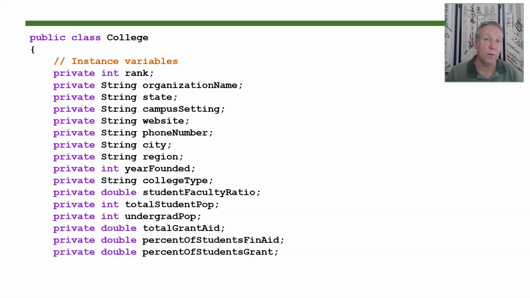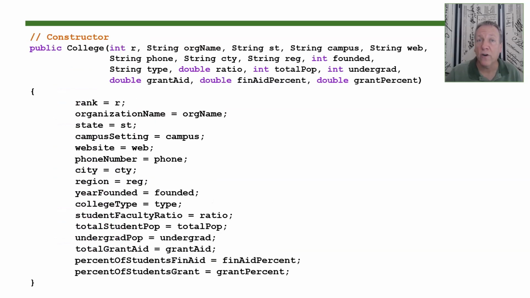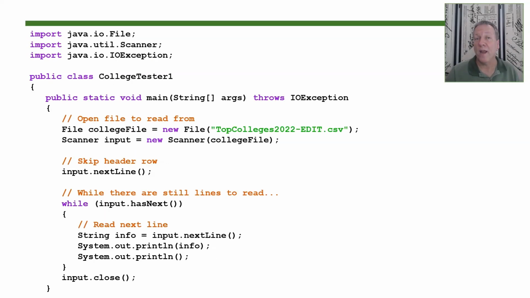16 instance variables, some strings, some doubles, some integers. And we also had a constructor that initialized all those 16 instance variables with parameters that we sent to our constructor when the objects were created. Now we had a program that read all of this data from a CSV file, and each institution had those 16 attributes that we wanted to use to create our college objects.